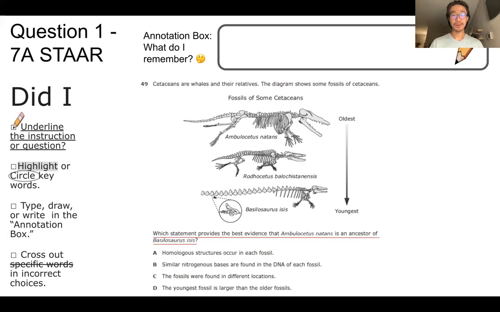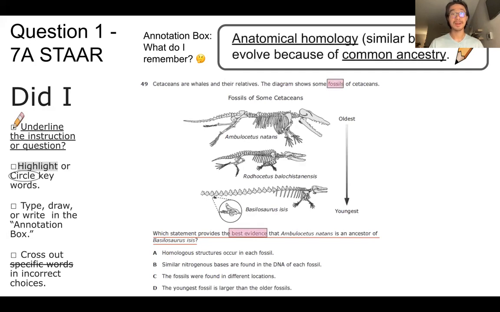Underline the question. We have a question mark that makes this much easier for us. Now we are going to highlight the words we've been hearing today. Fossils. We've been talking about fossils. And also ancestor. We know we're looking at bones. So whenever we're looking at bones, we have to be thinking about the word anatomical. They're similar. If we look at these three bones, we see similarity. There's a vertebral column in all three of these fossils, and we also see rear legs, right? So this anatomical homology evolved because of common ancestry.